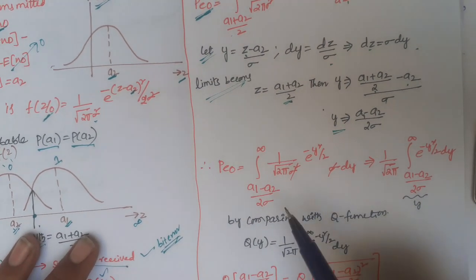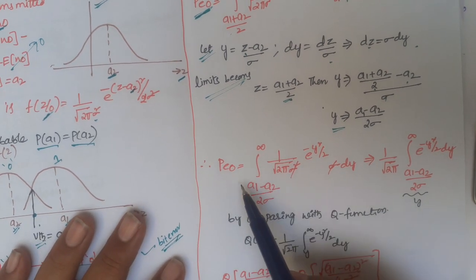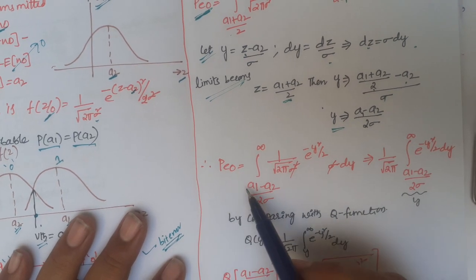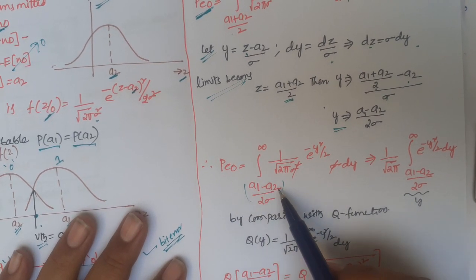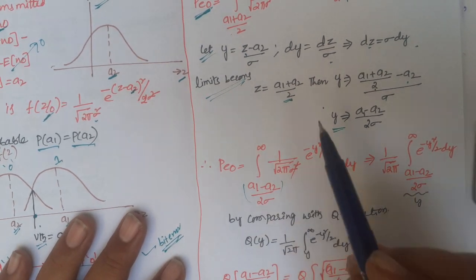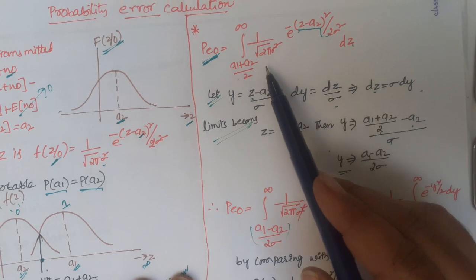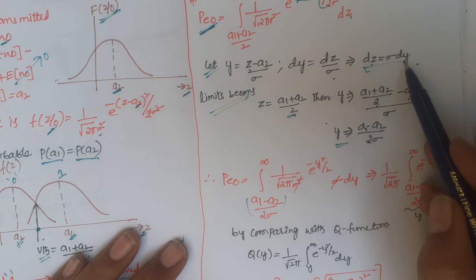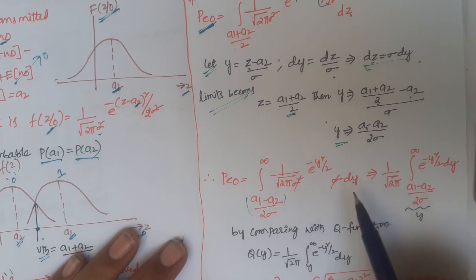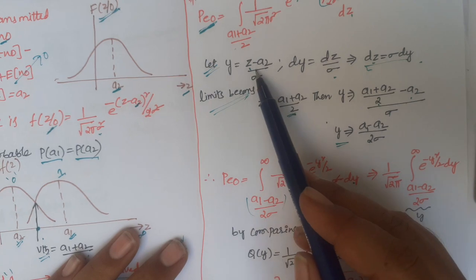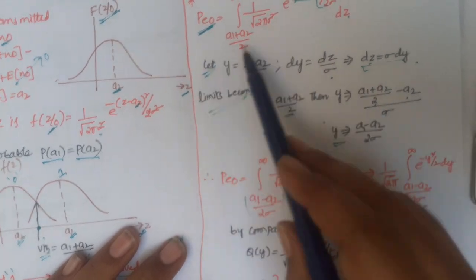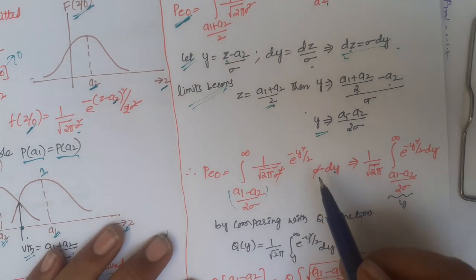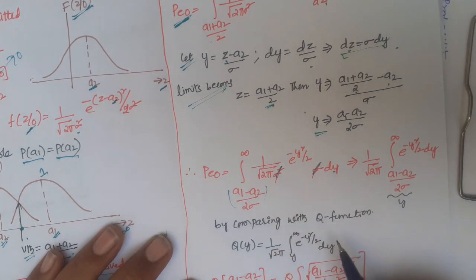Now the probability of error of 0, just putting this value, this is my y, right? Y is equal to (a1 minus a2) by 2 sigma to infinity. The same equation I have written here, right? And dz is equal to sigma into dy, and here y is equal to (z minus a2) by sigma. So I am substituting all the values in the above equation, the equation becomes like this. So here this sigma square is cancelled.